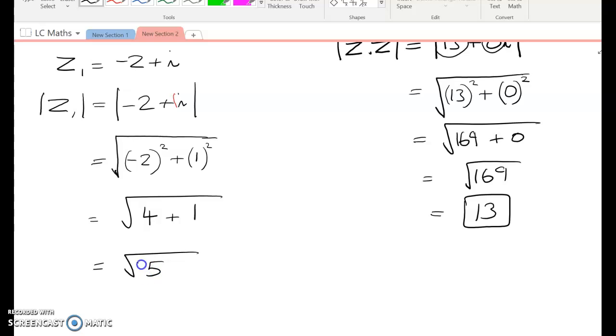So it's the square root of 5, and that's the answer. You don't simplify it to be a decimal. You just leave it like that.